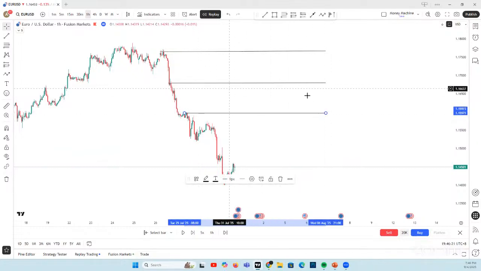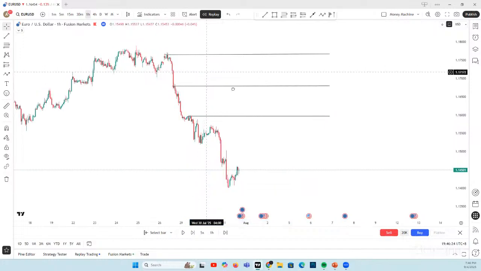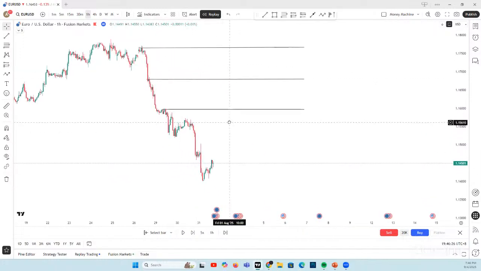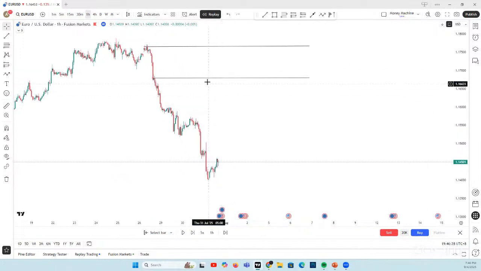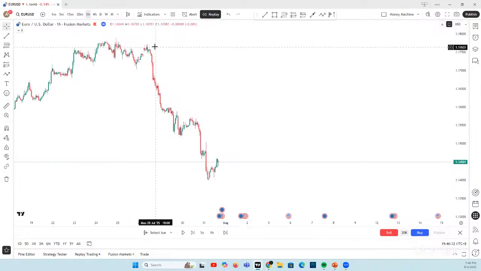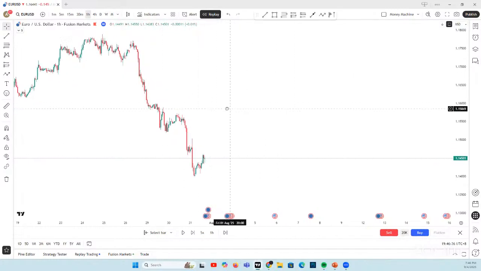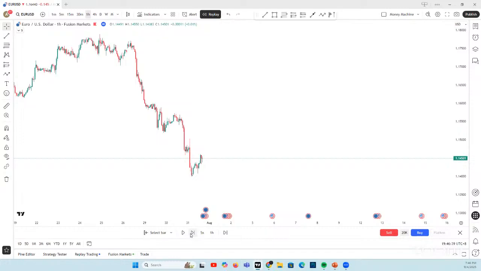Okay, so all of these are fresh levels, and you will see later on why this is the best way to go. These are the liquidity. All the stop losses are there. Stop loss here, stop loss here. Price wants to go there. Okay, let's see what will happen. Okay, so it's going sideways there.